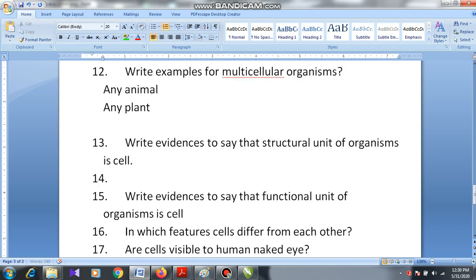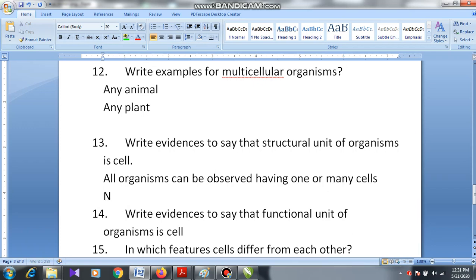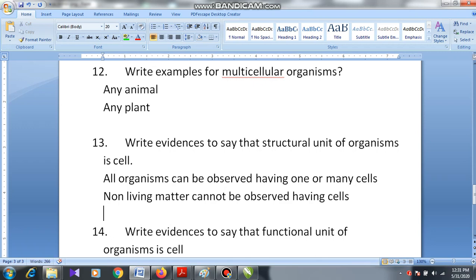Write evidences to say that the structural unit of organisms is the cell. Simple evidence: all organisms can be observed having one or many cells. Non-living matter cannot be observed having cells. In non-living matter, you cannot observe that there are cells.